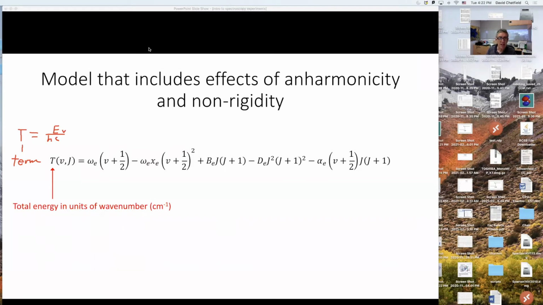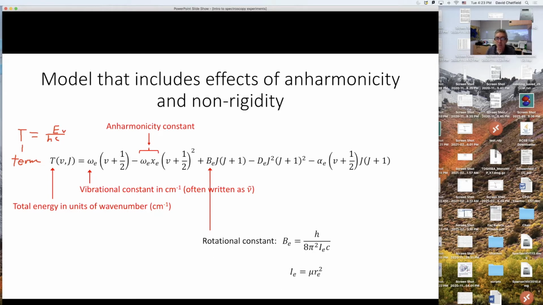Then the next terms, using the word in a different way, on the right-hand side: the first is of course the harmonic oscillator term, and omega e is the vibrational constant. In class, we often use nu tilde, but here it's omega. The next term is the anharmonicity, a correction to the harmonic term. The anharmonicity constant is really this product of omega e and xe. Sometimes we call xe the anharmonicity constant, but really it's the product, multiplied by (v plus a half) squared.